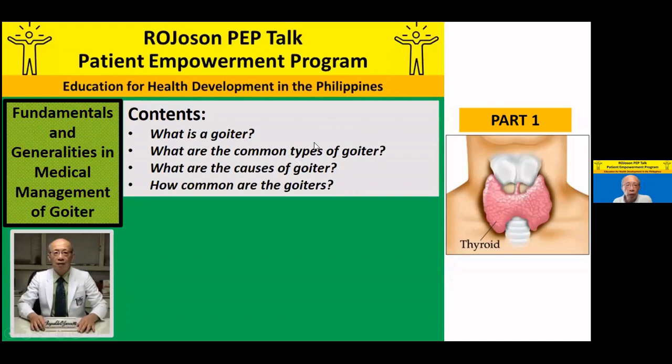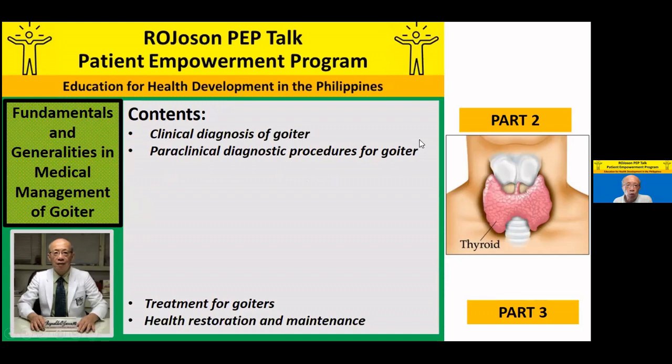In Part 1, the contents will be what is a GOITER? What are the common types of GOITER? What are the causes of GOITER? And how common are the GOITERs? In Part 2, we will be tackling clinical diagnosis or when to suspect the presence of GOITER, and how to diagnose it, and paraclinical diagnostic procedures for GOITER. In Part 3, we'll be talking about treatment for GOITERs and health restoration and maintenance after being treated for GOITER.